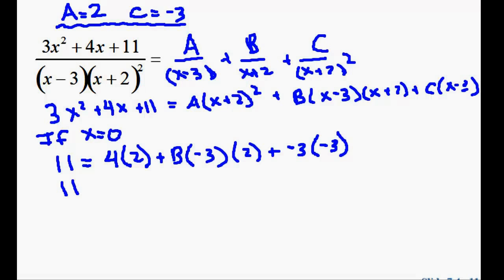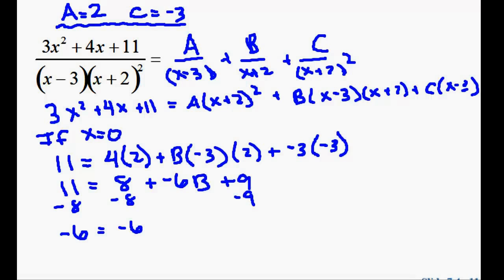So 11 equals 8 plus negative 6b plus 9. Subtracting 8 and 9 from both sides will give us negative 6 equals negative 6b. Dividing through by negative 6, b is equal to 1. And now we have solved for a, b, and c.